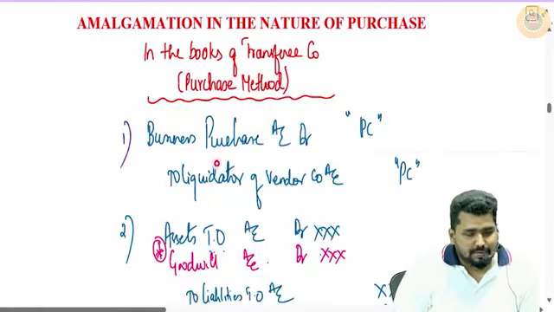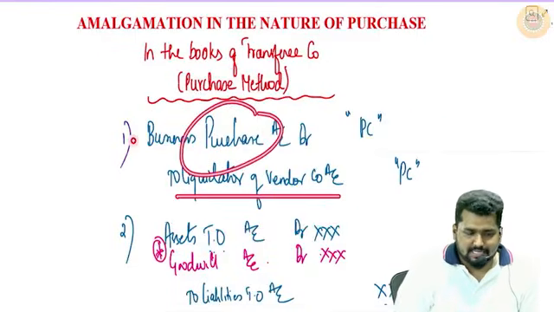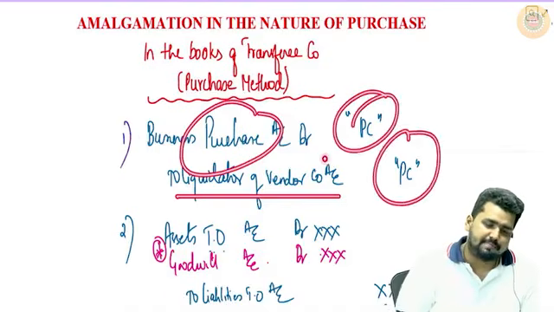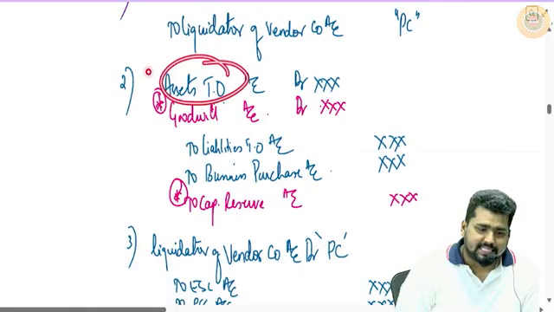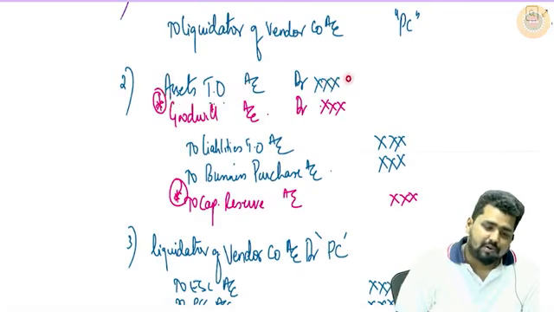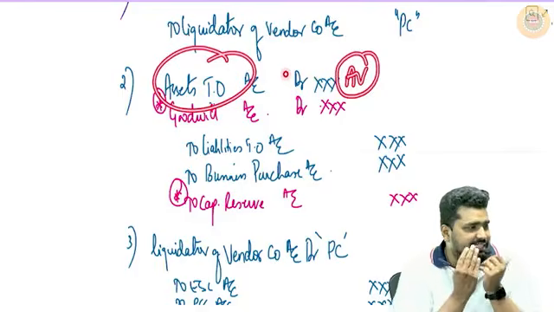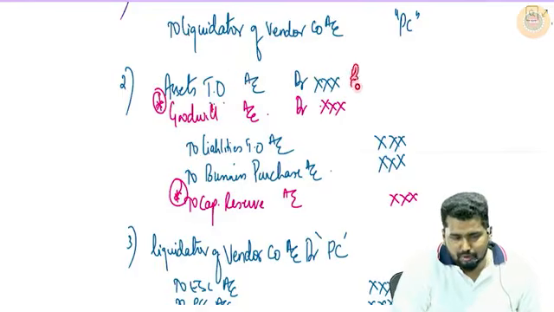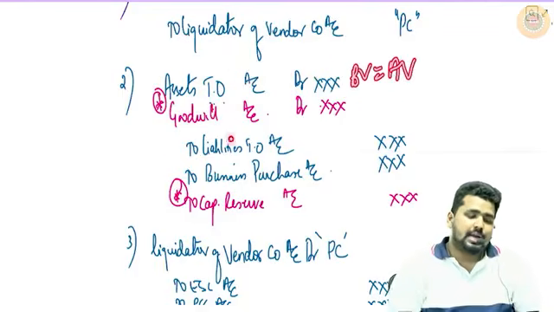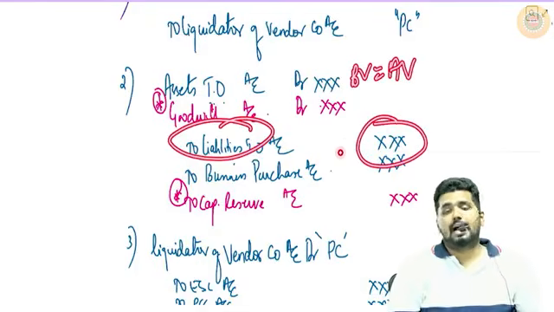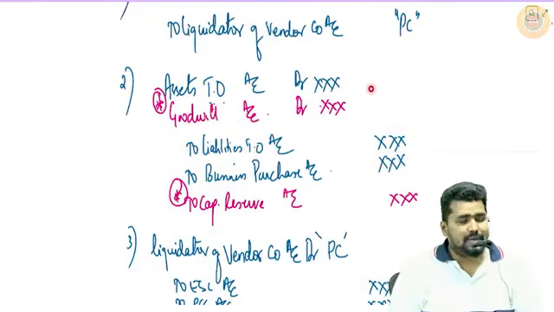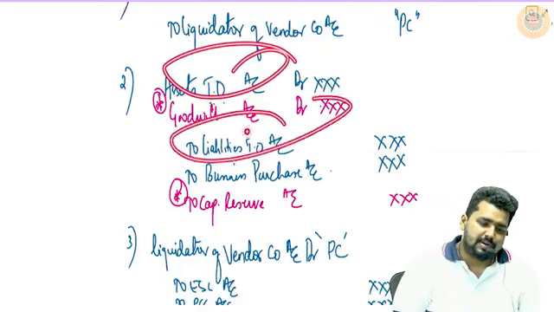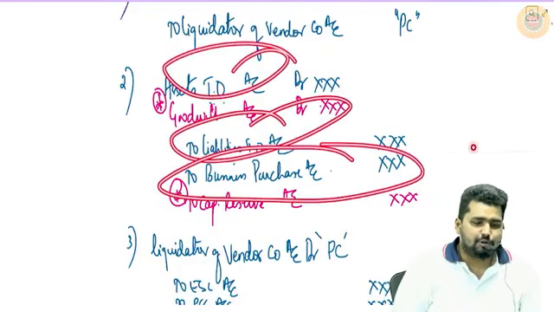Point number 1: what is the first journal entry you have to pass? Business Purchase Account debit to Liquidator of Vendor Company. Clear? Purchase method means I'm using the same PC and PC. Here, all assets taken over I have written, only assets taken over, and only at the agreed value. Sir, if they said assets taken over but did not say the value, what should I do? Then you have to assume book value as the agreed value. Liabilities also at agreed value. Sir, if they said liabilities taken over but did not say the value? Then book value is assumed to be the agreed value. So assets taken over, liabilities taken over, and you agree to pay this much PC.